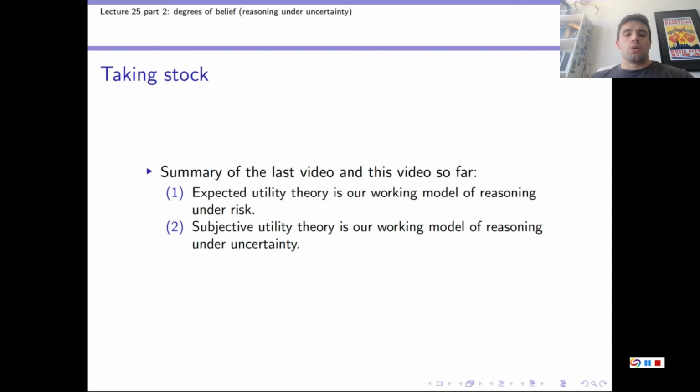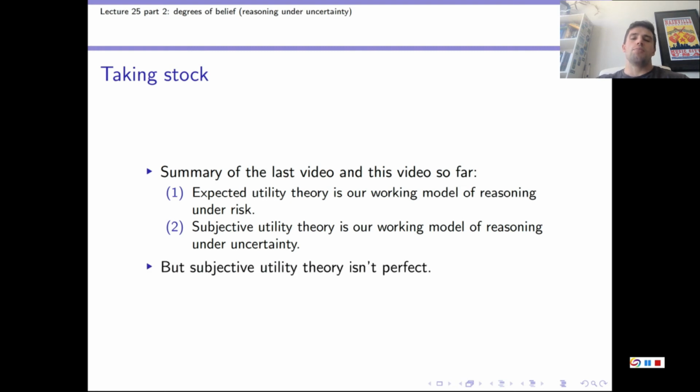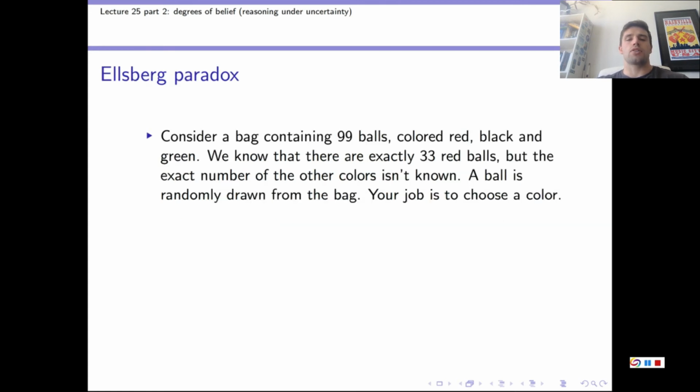So what we've seen over the course of this video and the last is that expected utility theory is our working model of reasoning under risk, and subjective utility theory is our working model of reasoning under uncertainty. There are many situations in which these are good models to use when we're thinking about how to decide between acts or lotteries, or predicting how people will choose between acts and lotteries. However, the models aren't perfect, and we're going to end this video by exploring one example that shows subjective utility theory has some problems when it comes to describing behaviour, and this is demonstrated by the Ellsberg paradox.